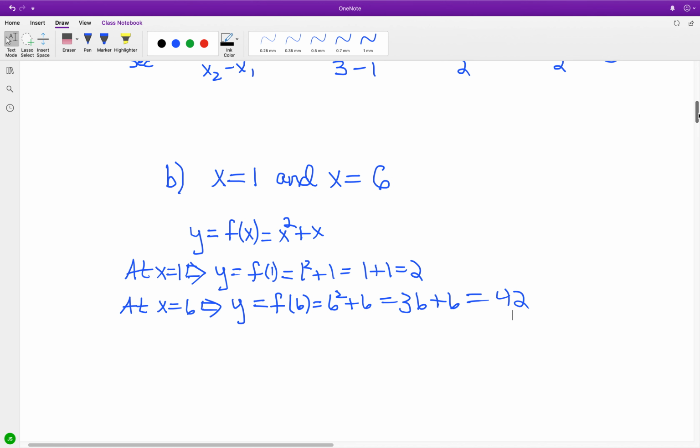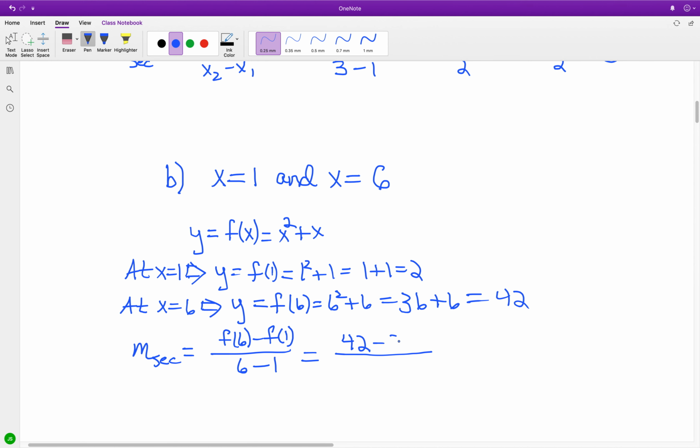Now, taking what we have for the average rate of change, the slope of the secant, we're going to have f of 6 minus f of 1 all over 6 minus 1. So f of 6 we have at 42, minus f of 1, which we have at 2. And this time around the shift is 5 units. So we have 40 over 5, and that will come out to 8.